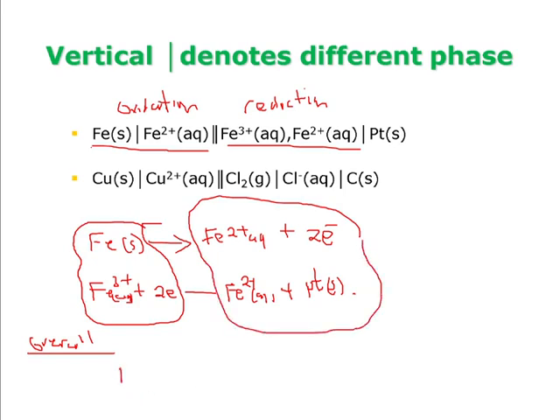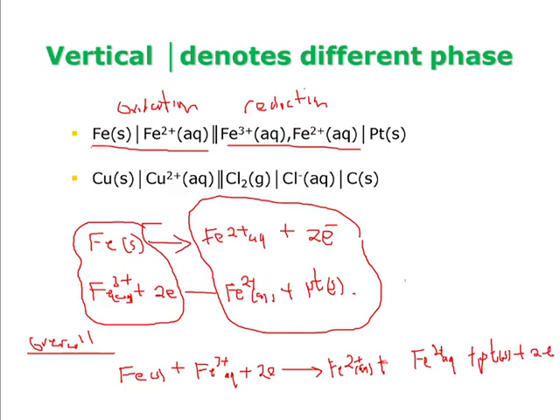So from here what you get is you have the ion solid plus ion 3 plus in aqueous plus 2 electrons, giving you this plus another 2 plus platinum solid plus 2 electrons. So these 2 electrons will cancel. This and this are the same, so we'll write it once. So overall you get this.